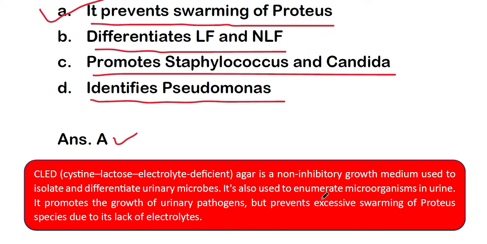It is also used to enumerate microorganisms in urine. It promotes the growth of urinary pathogens but prevents excessive swarming of Proteus species due to its lack of electrolytes.